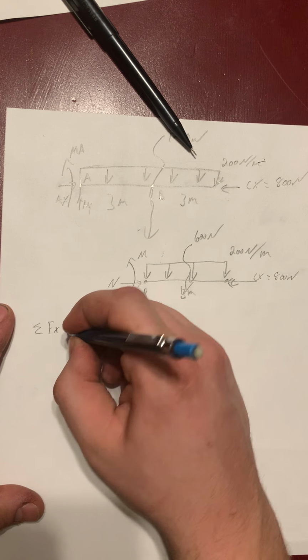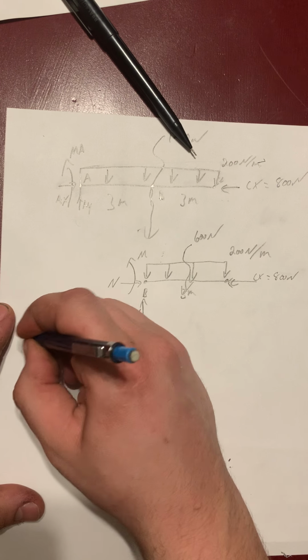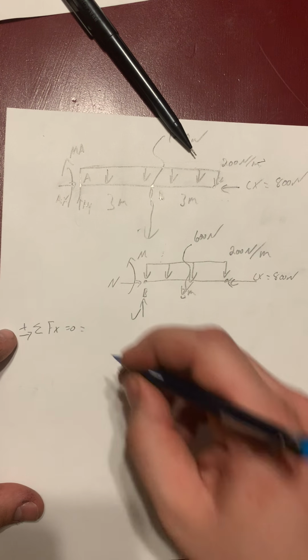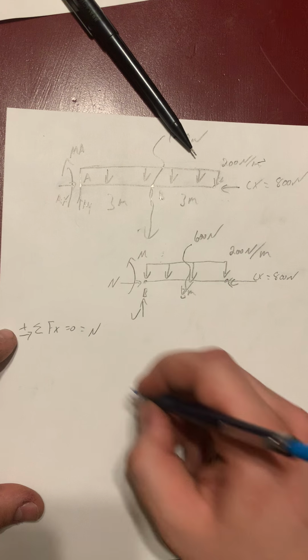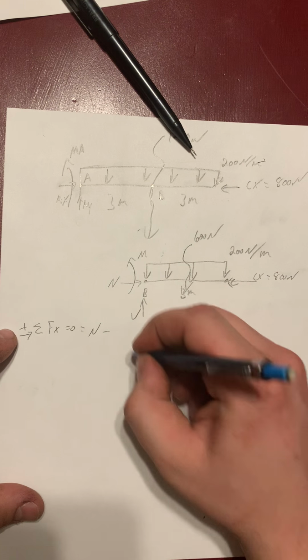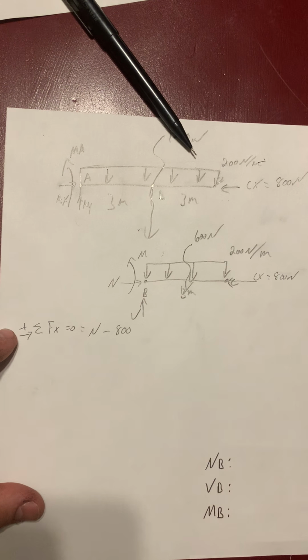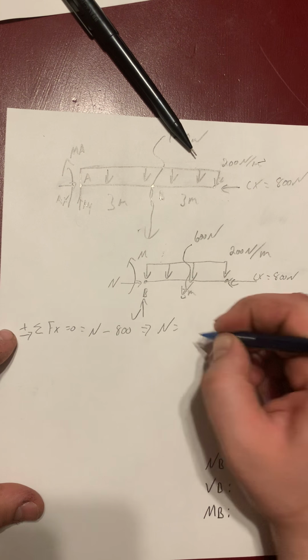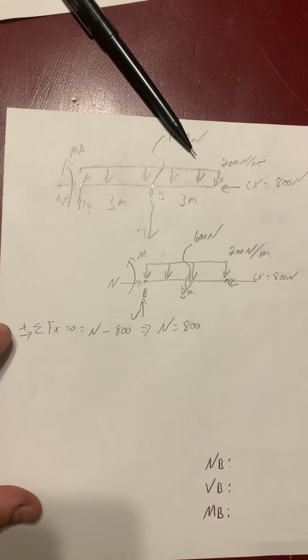Sum of the forces in the x are equal to 0. And we're going to note to the right is positive, okay? Which is equal to, well, we have N, which is going to the right, minus 800, because it's going to the left. Anything else in the x? Nope. So our N is equal to 800, okay?